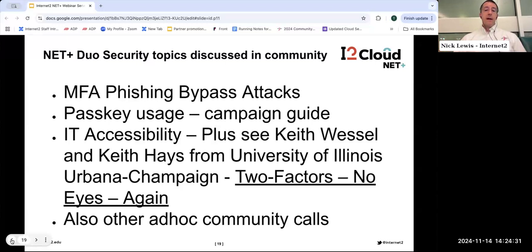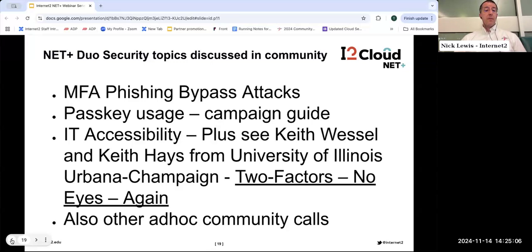And Keith Wethel and Keith Hayes from University of Illinois Urbana-Champaign did a presentation at the Internet2 Tech Exchange in 2015, and then they did another one in 2022 around two-factor no eyes, about the experience of using Duo when you're visually impaired. And one of the key takeaways from that presentation is the improvement of using passkeys for people with visual impairments, and how much easier it is for users.